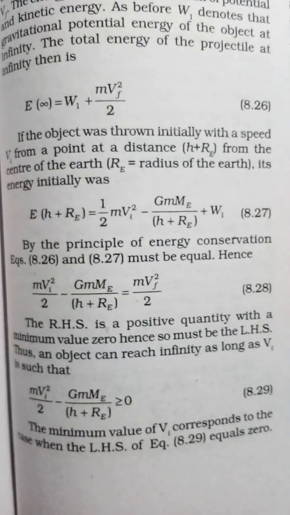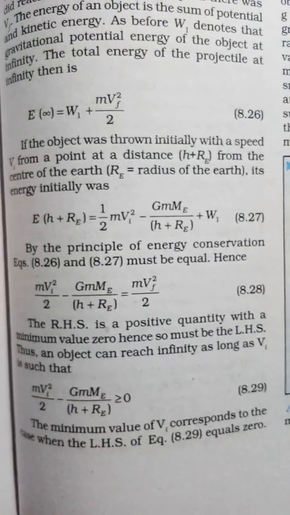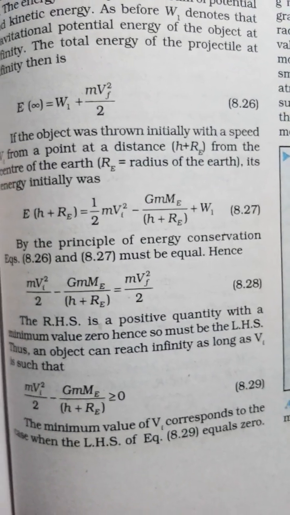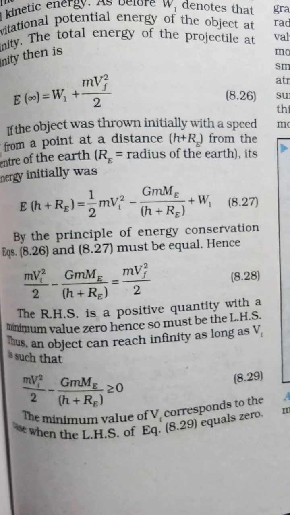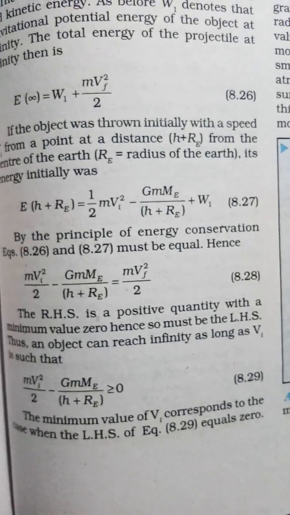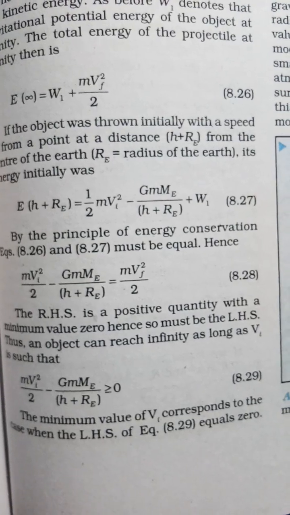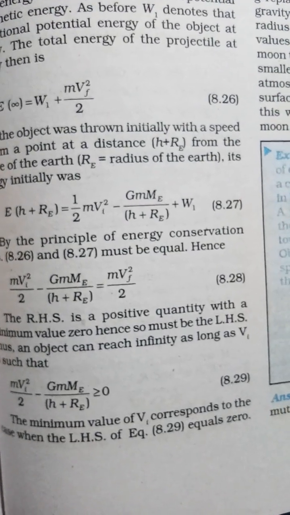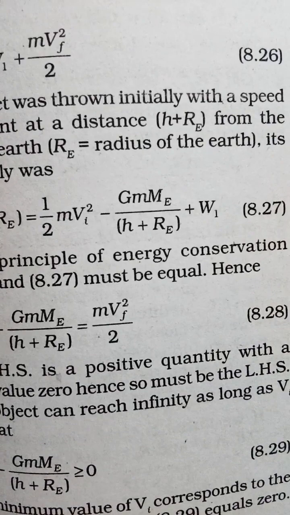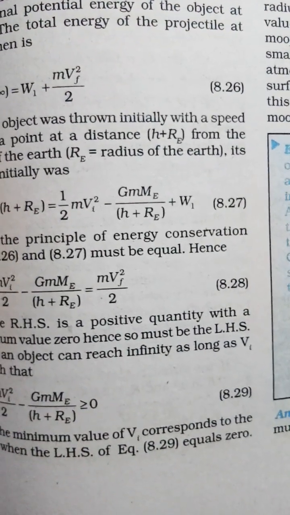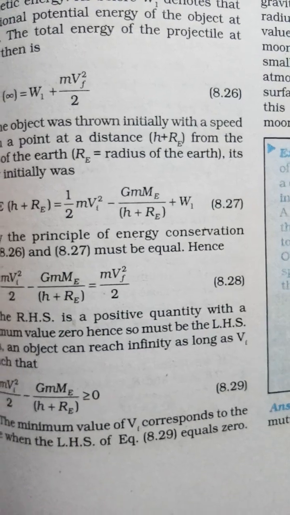a point at a distance h plus Re from the center of the earth, where Re is equal to the radius of the earth. Its energy initially was E equals half m v i squared minus G m Me by (h plus Re) plus W1.